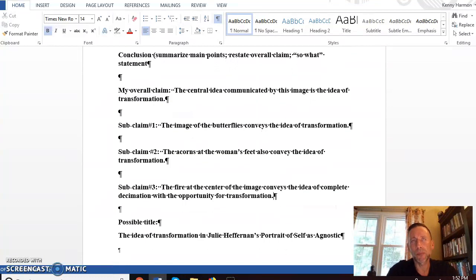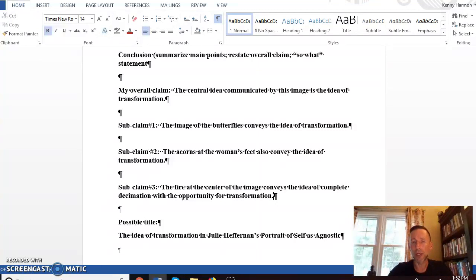So instead of sitting down at a computer and staring at a blank screen for hours trying to come up with ideas, now what you have is you've taken this raw material from your invention work, you've shaped it into a rough outline, you've created an overall claim, you've developed several subclaims, and now because you have an overall claim and several subclaims, you can actually write the body of your paper first, which is a lot more effective and saves a lot of time. Once you've got the entire body of your paper written, then go back and write your introduction, because remember, an introduction is a preview of the entire content of your essay.